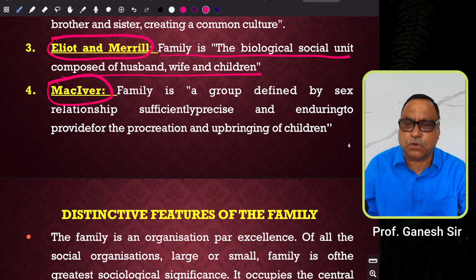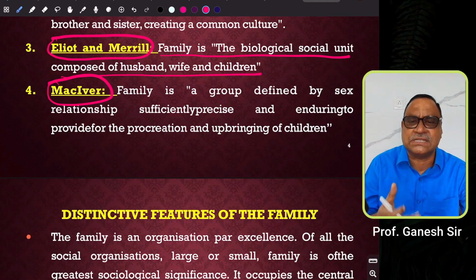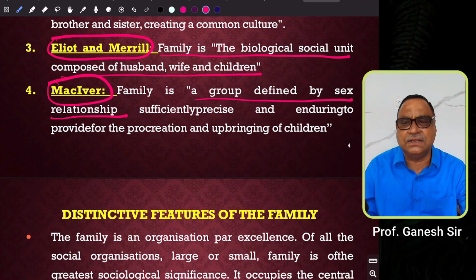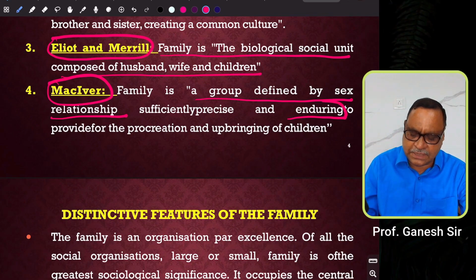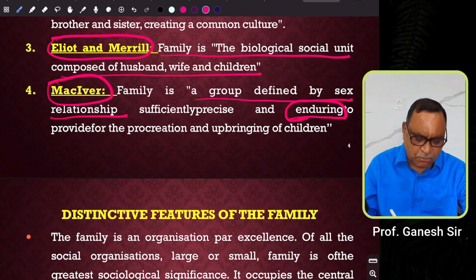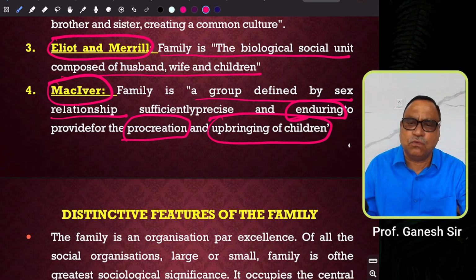Then McIver has defined family as a group defined by sex relationship, sufficiently precise and enduring to provide for the procreation and upbringing of children. So, this definition actually focuses on the functions of family. That means family as a group performs certain functions. Like he defined that family is a group defined by sex relationship. That means the biological relationship between wife and husband is established through marriage. So the biological function is one of the functions of the family, and it is enduring. That means the social relationships in a family system are long lasting, and it provides for procreation of children and upbringing of children. These are the two functions of family system.